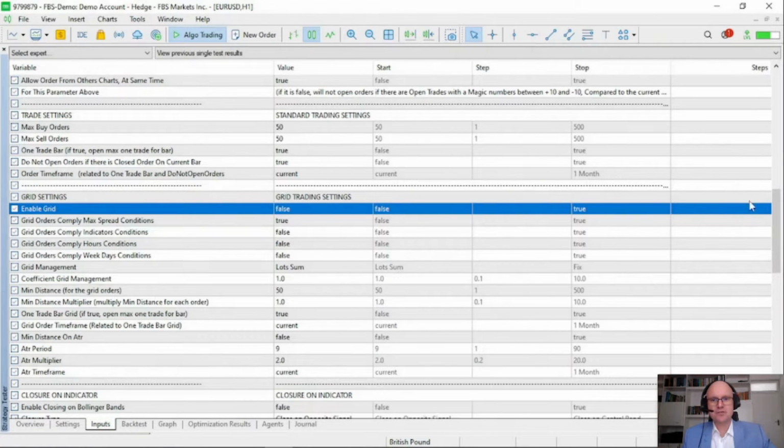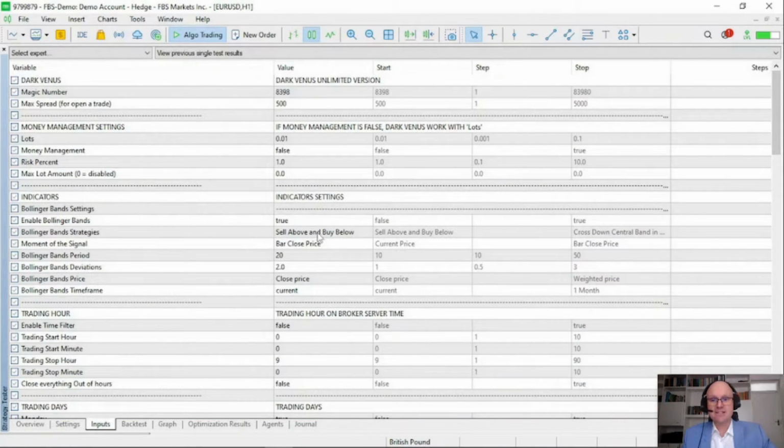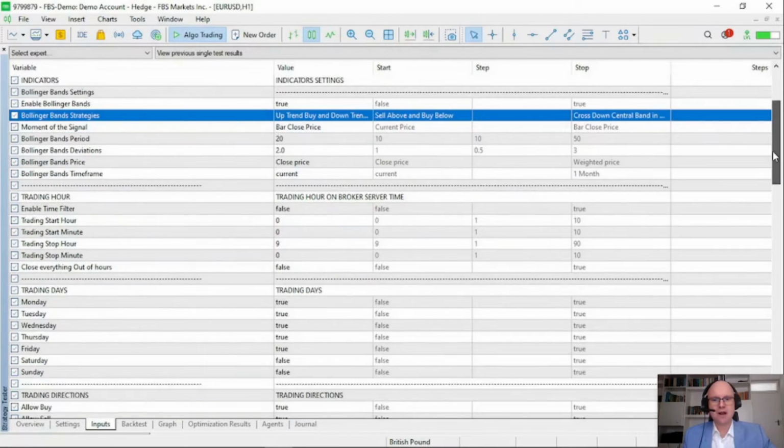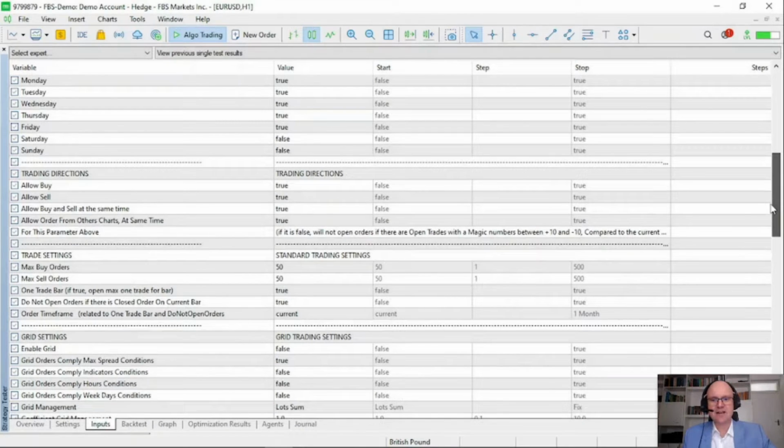I'm going to still use the Euro USD but switch to the hourly. Next, I'm going to change to a different strategy, and the bot has 6 different strategies built in, and I will use the trend following strategy, which is number 3. The other setting that I'm going to change is allow buy and sell at the same time, because this bi-directional option is typically used for bi-directional grid trading.